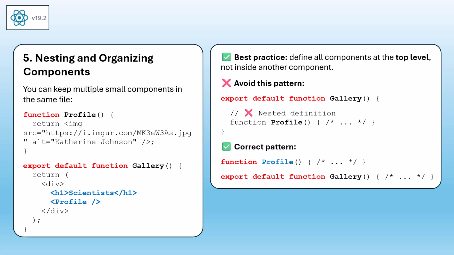Why? Because defining one component inside another can lead to performance issues and confusing behavior. React may recreate that component every time the parent re-renders. Keeping them at the top level ensures they're defined once and reused consistently throughout your app.